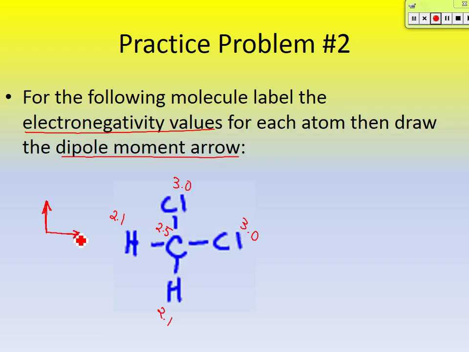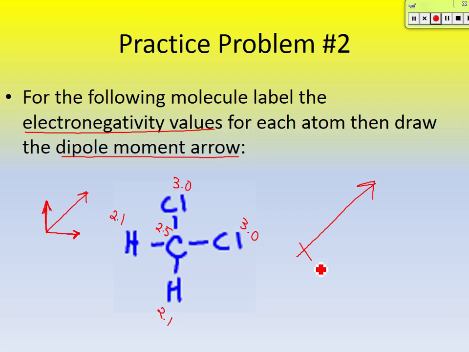But here's the catch. You can only draw the arrow pointing in one direction. So which way should we go? Yeah, we kind of average it out. So this thing is going to go between them. And so when you draw your dipole moment arrow, it should be pointing up and to the right.